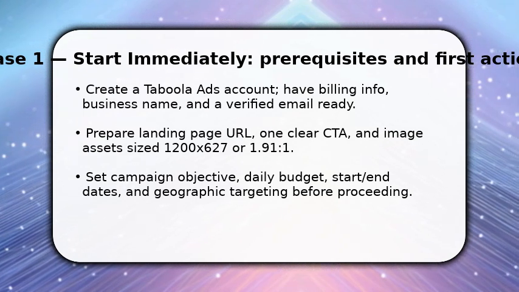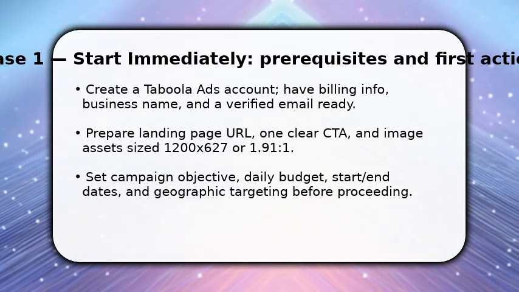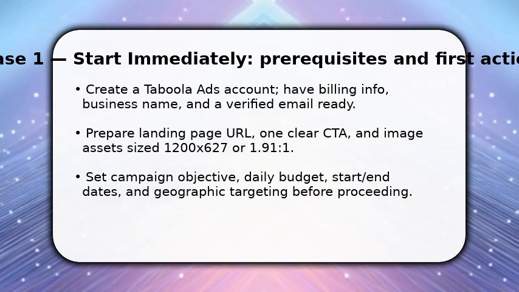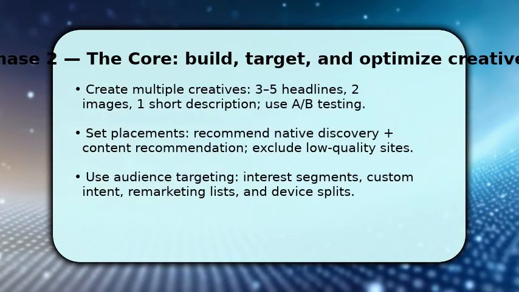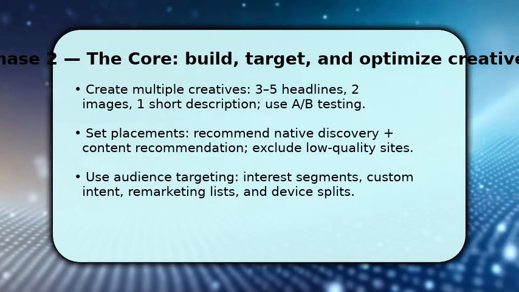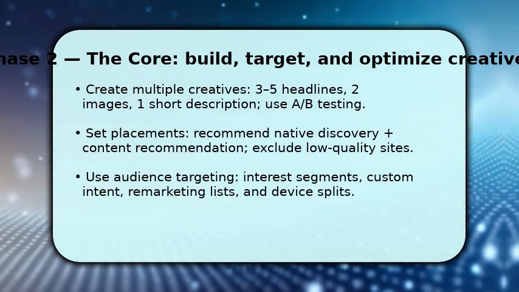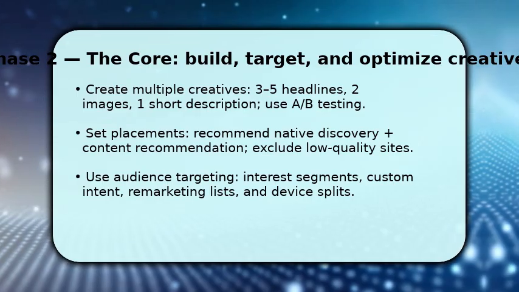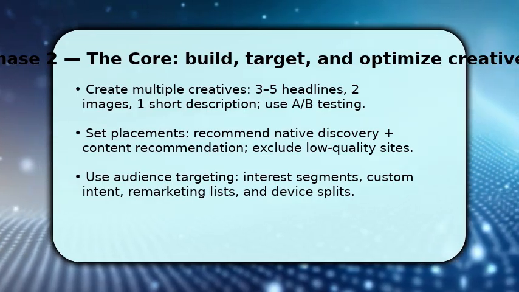Now you build the core campaign. Assemble 3 to 5 headlines, 2 image variations, and 1 concise description. These allow fast A/B testing. Configure placements by enabling native discovery and content recommendation, but exclude low-quality inventory to protect conversion rate.